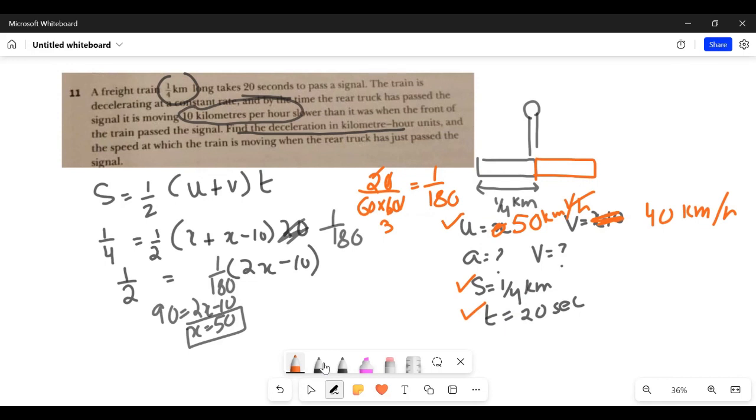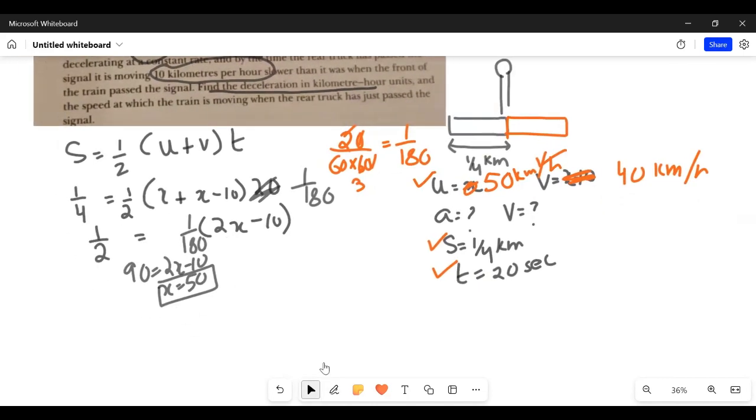Okay, so we need to find the acceleration. So now which equation of motion can we use? And I would prefer if someone other than Azhar answers this. Let me write the equations down for you, although you need to memorize them. V equals u plus at.